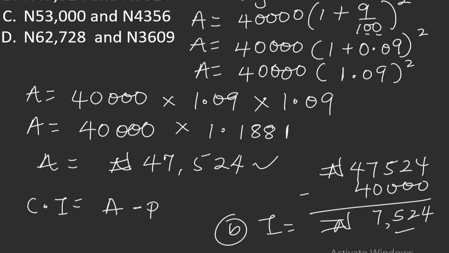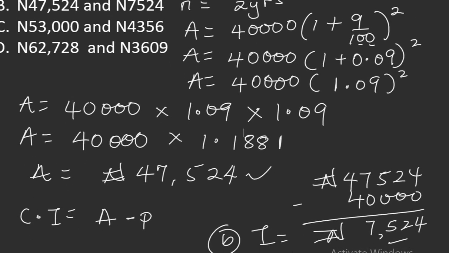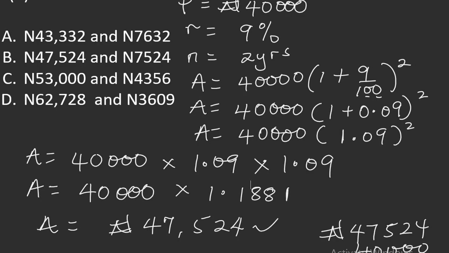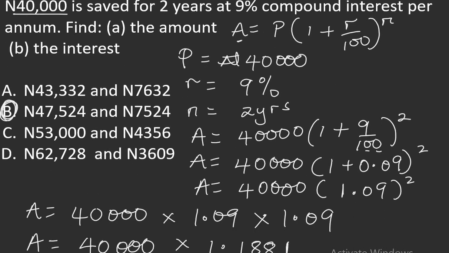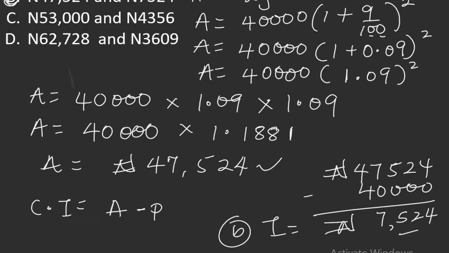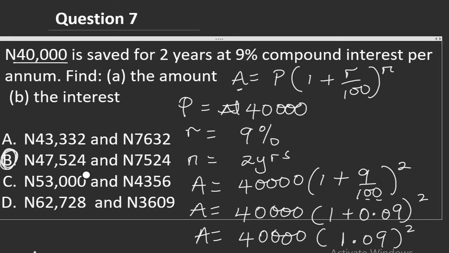So let's look at the options and pick the one that satisfies what we've done. 47,524 and 7,524. So the correct option is B. Okay, so you can look at the question and then follow what I did down to getting my answer.